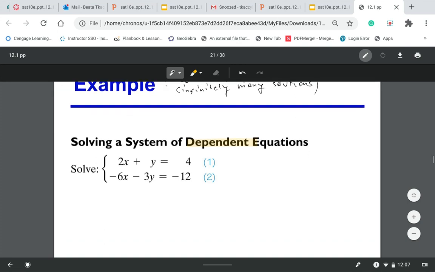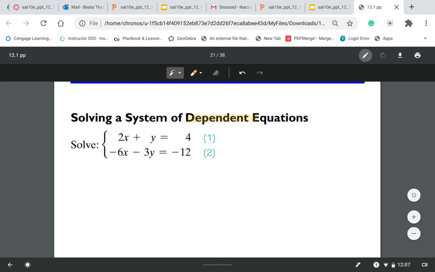Okay, so you're going to solve it at the beginning the same way we solve any system of equations. You can use the elimination or substitution method. Here, I'm going to use the elimination method, and I would like to eliminate x.